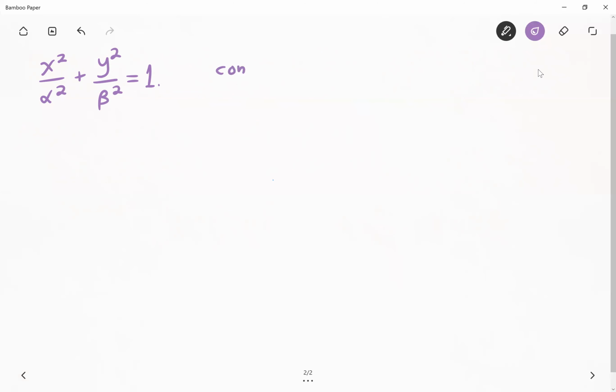We could say the graph of this function contains the points (x, y) equal to plus or minus alpha, comma 0, and also 0, comma plus or minus beta. If we plug alpha in for x and 0 in for y, the left-hand side is clearly equal to 1. And similarly, if we plug in 0 for x and plus or minus beta for y, we'll get both sides of this equation equal to 1.